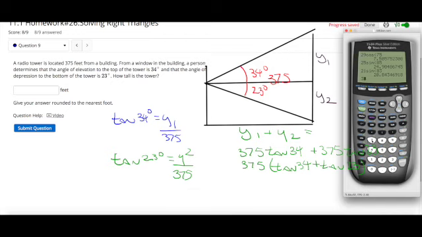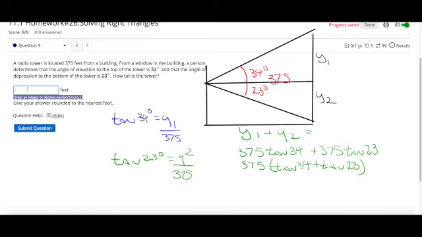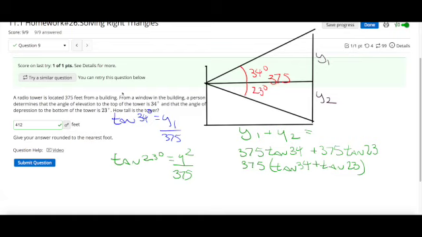Okay, 375 times, I'm going to put it literally the same way you see it here. Tangent of 34 plus the tangent of 23. That should give us our total height. We have 412, nearest whole foot, 412 this time. Let's see if it's right. It did work. All right.